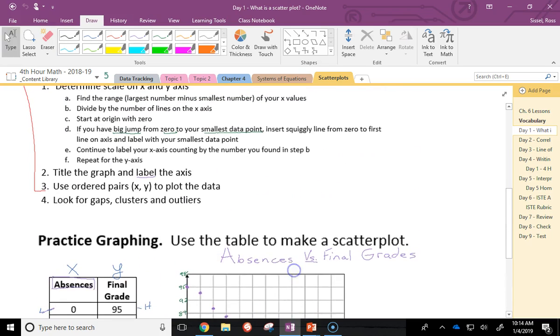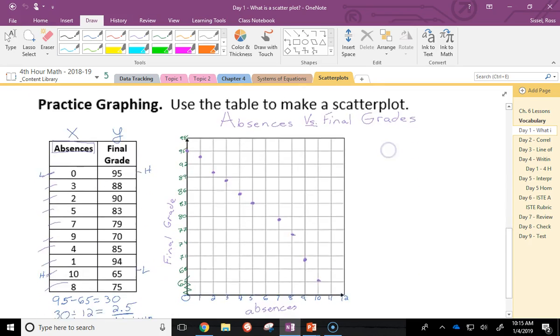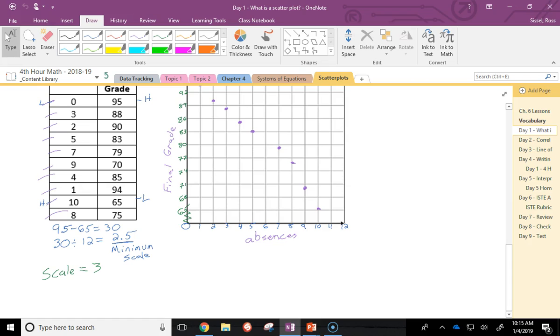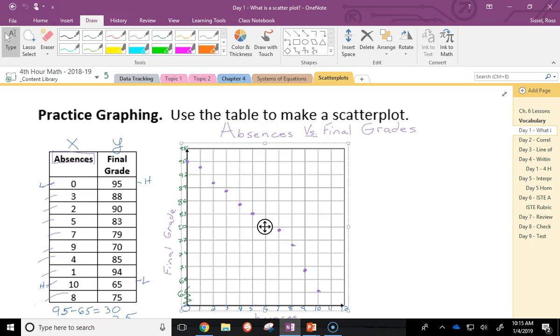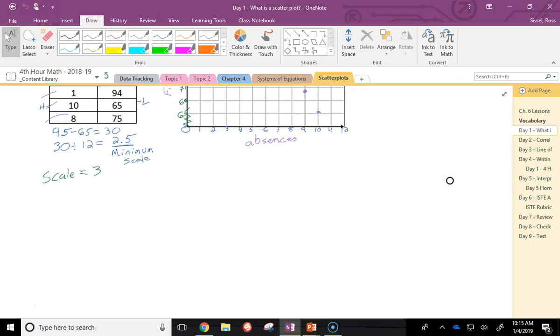Let's subtract it. Look at here. Divide by what? By the number of lines that we have available. So you're going to look at your graph and you're going to count 1, 2, 3, 4, 5, 6, 7, 8, 9, 10, 11, 12. I had 12 possible lines. My range was 30. My high was 95. My low was 65. My range was 30. So you'll do 30 divided by 12. That's where we got 2.5.